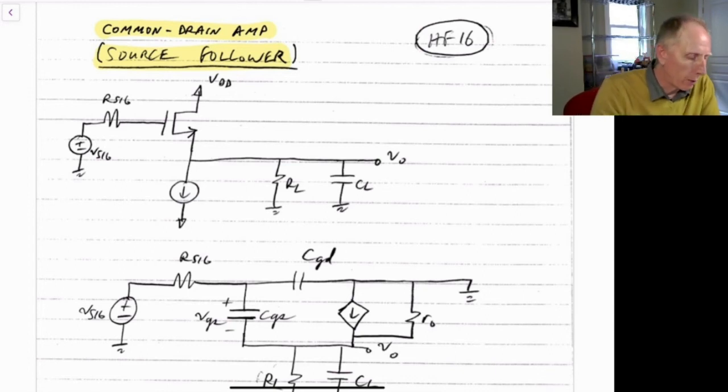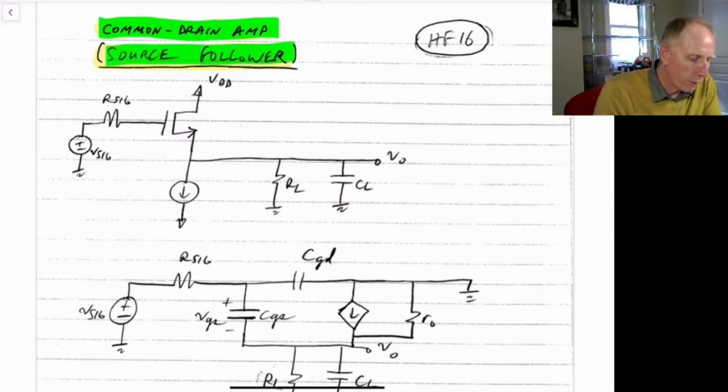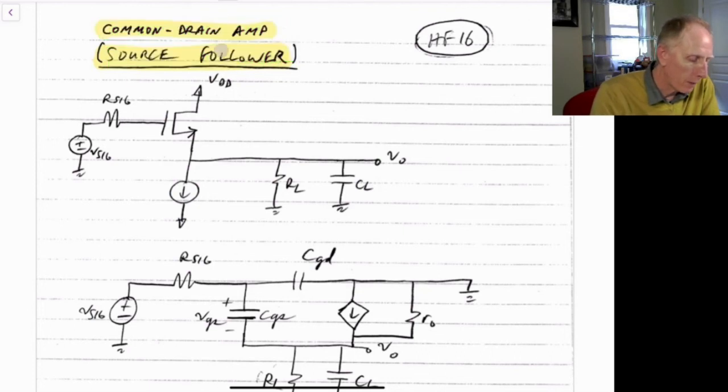So finally, we'd like to look at the common drain amplifier. That's our last type of amplifier, and in this case, it's also referred to as a source follower. It's a source follower because the source is following the gate. It's approximately a gain of 1 typically. So first, we should recall what we used for the model for a common drain amplifier.